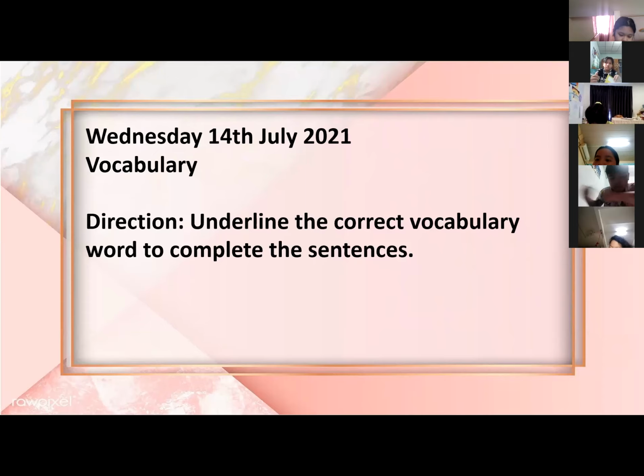Wednesday, 14th of July, 2021. Vocabulary. Direction: Underline the correct vocabulary word to complete the sentences. Okay. And then later on, we're going to try something new. I'm going to send a link later in our Zoom chat, and then you just have to click it and play it.